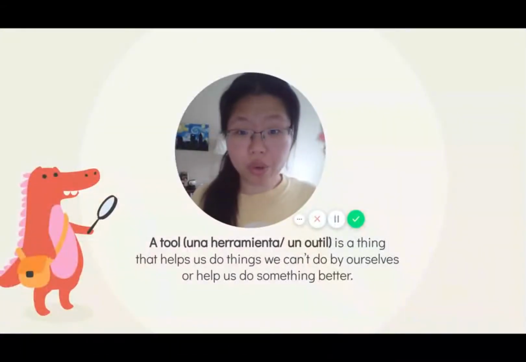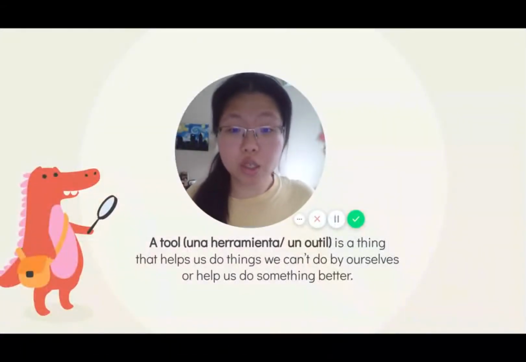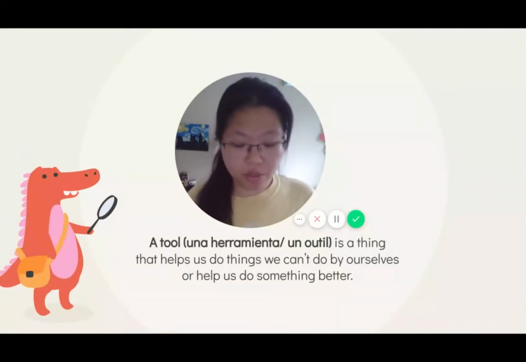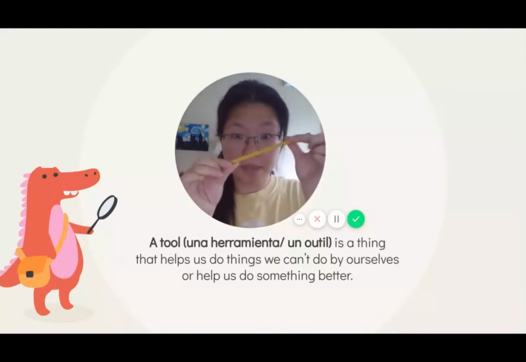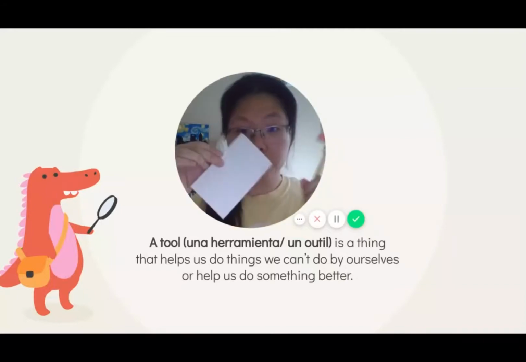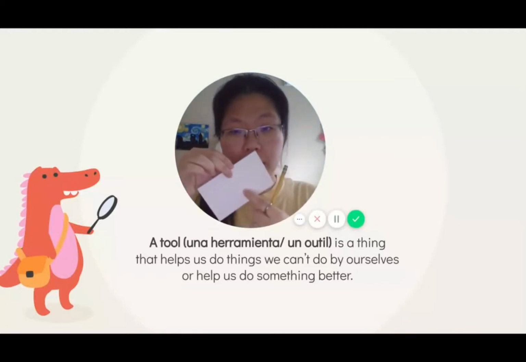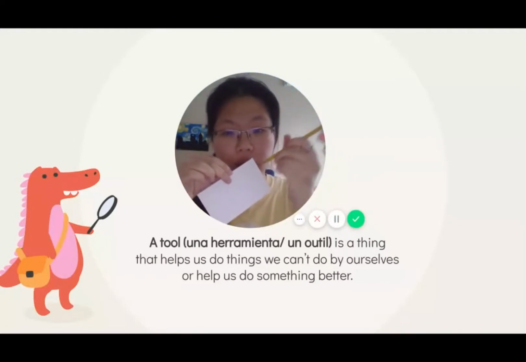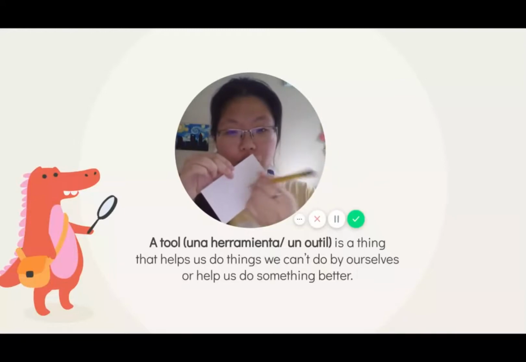So let's review. What's a tool? A tool is a thing that helps us do things that we can't do by ourselves or helps us to do something better. So for example, this pencil is a tool. It's a writing tool. Without this pencil, I won't be able to write on my paper. So my pencil helps me to write on my paper.